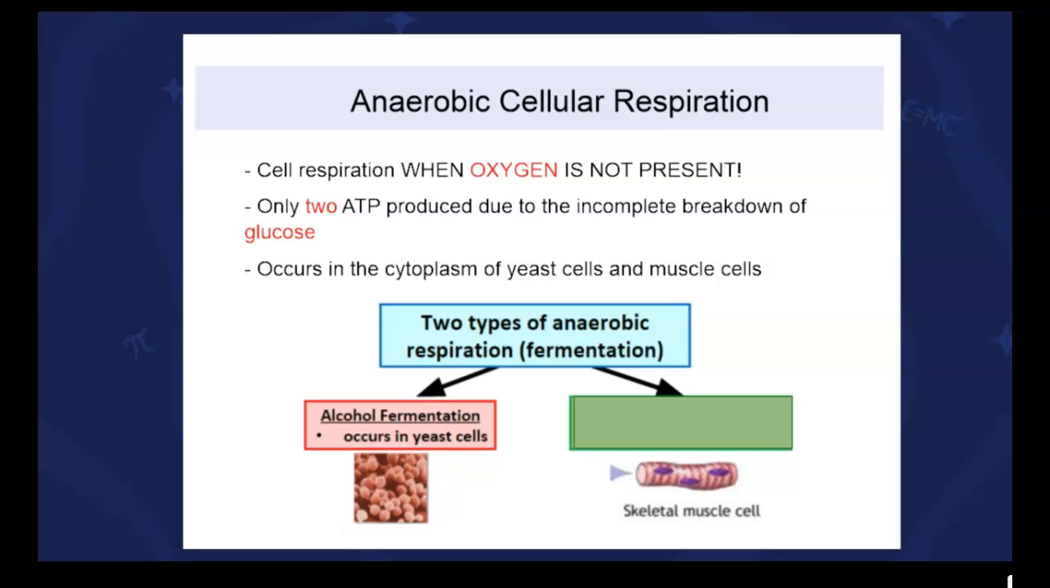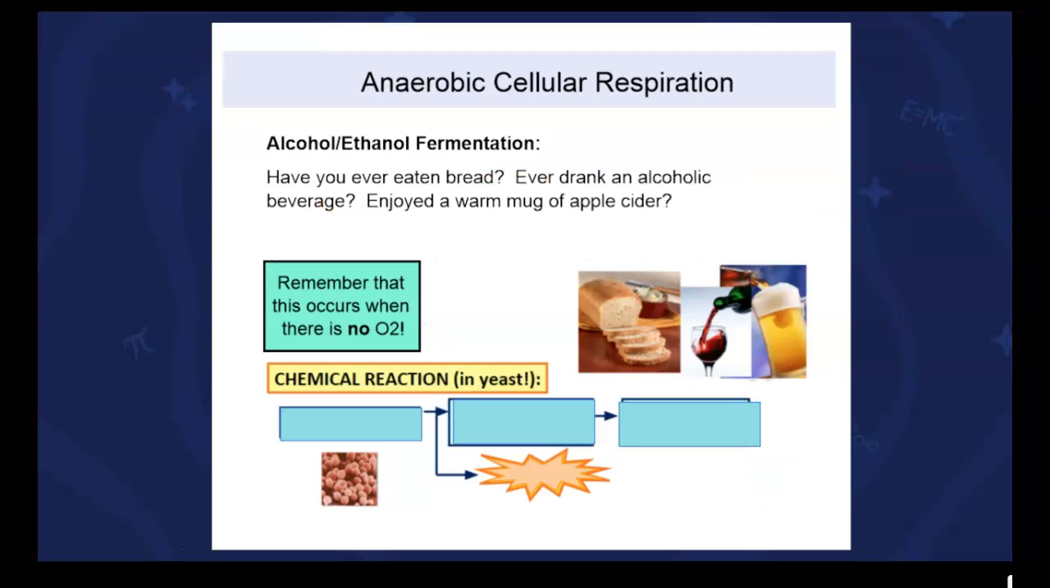Alcohol fermentation, we usually talk about it happening in yeast, but it could happen in other things as well. And muscle fermentation, or lactic acid fermentation, we usually talk about it happening in the muscles, but again, it could happen in other things as well. Our very first type that we're going to talk about is alcohol fermentation. If you've ever eaten bread, drunk an alcoholic beverage, or had apple cider, you've experienced this type of fermentation. Remember that this happens when there's no oxygen present.